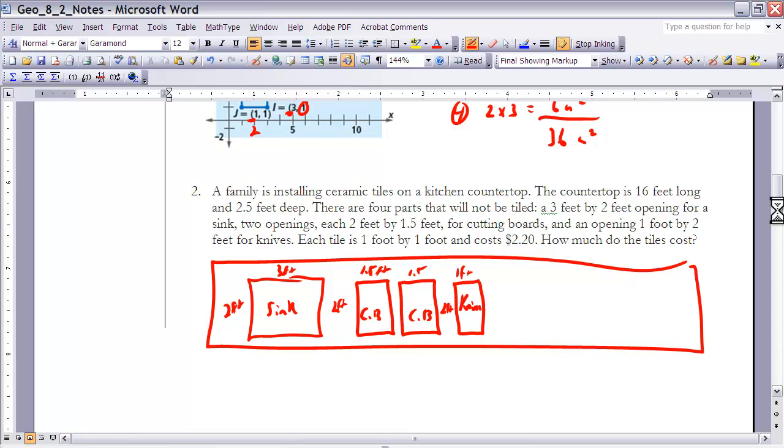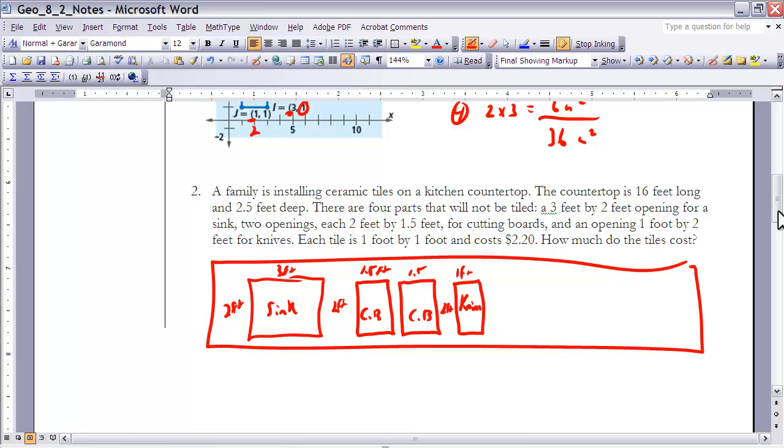So let's take a look at example 2 here. It says a family is installing ceramic tiles on a kitchen countertop. The countertop is 16 feet long and 2.5 feet deep. There are 4 parts that will not be tiled: a 3 foot by 2 foot sink opening, 2 openings that are 2 feet by 1.5 feet for cutting boards, and an opening that's 1 foot by 2 foot for knives. Each tile is 1 foot by 1 foot and costs $2.20. How much do the tiles cost?